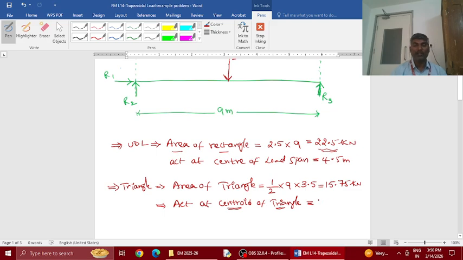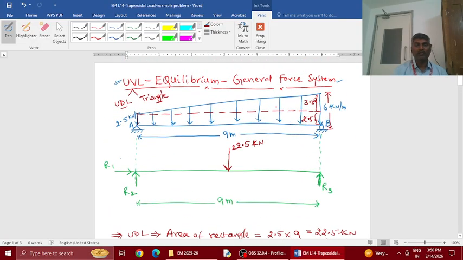The centroid of a triangle is 1/3 of the height from the base. Now the triangle, what you see here, is this triangle. If you say this is the base and this is the height, because you want the force location in the x direction.